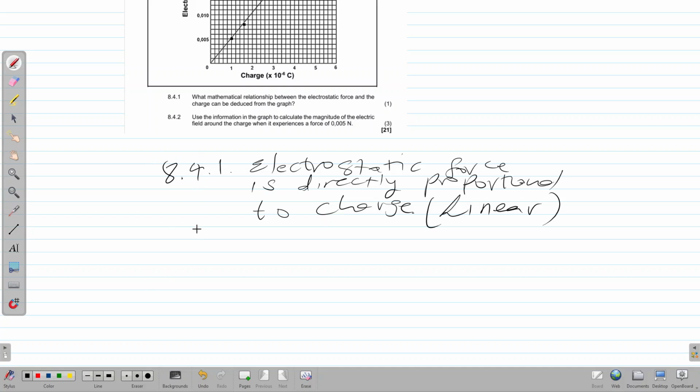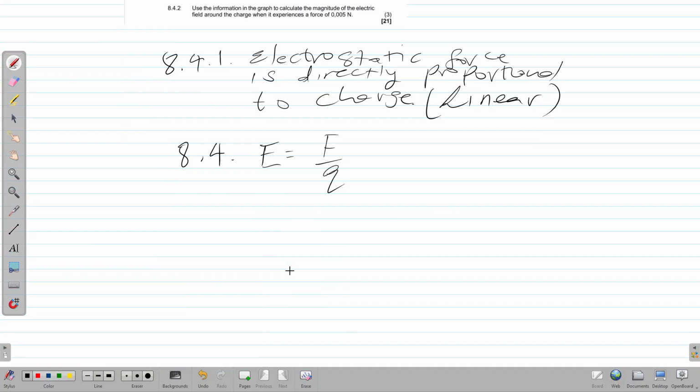So 8.4.2 is asking us to calculate the magnitude of the electric field when the charge is experiencing a force of 0.005 newtons. When the force is 0.005 newtons, the charge that we have there is 1 microcoulomb. Then we want the electric field. The formula for the electric field is force per unit charge. So this is what we want here.